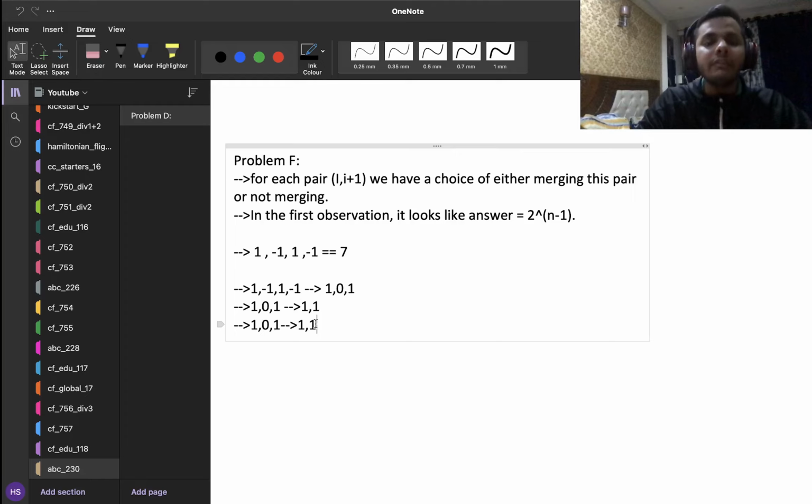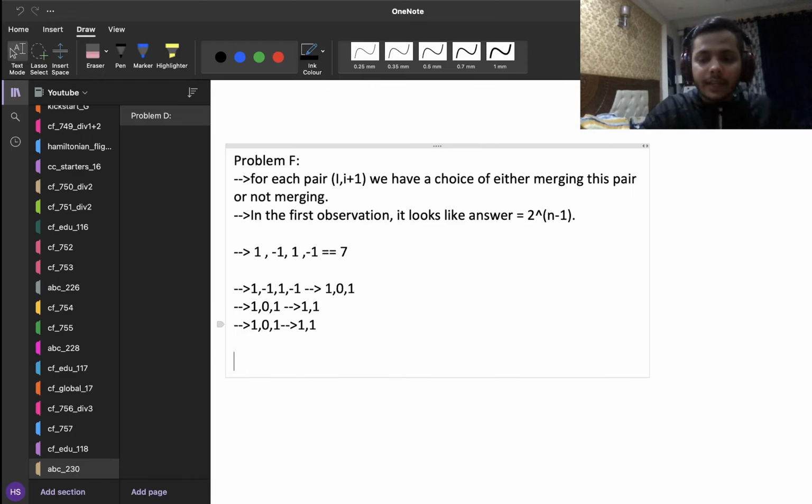So it turns out that if we just simply do 2 raised to power n minus 1, we will be overcounting, and we will be overcounting these two sequences. So we'll be counting 1 comma 1 twice, and that's why we have to decrease the answer by 1, and that is why the answer to this test case is 7 and not 8, because we are overcounting the sequence 1 comma 1.